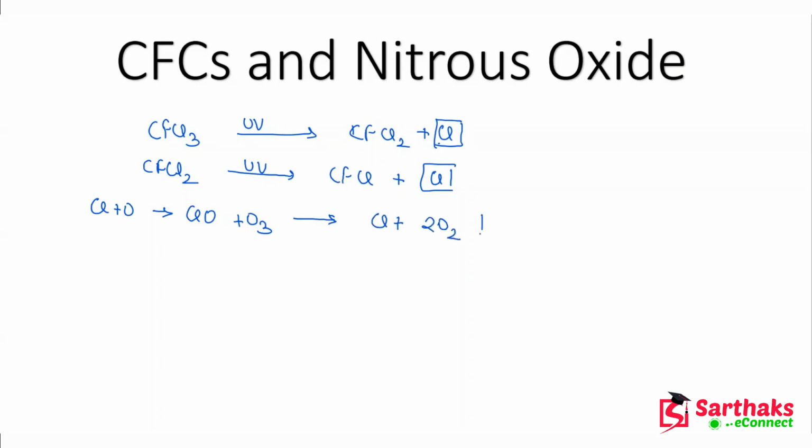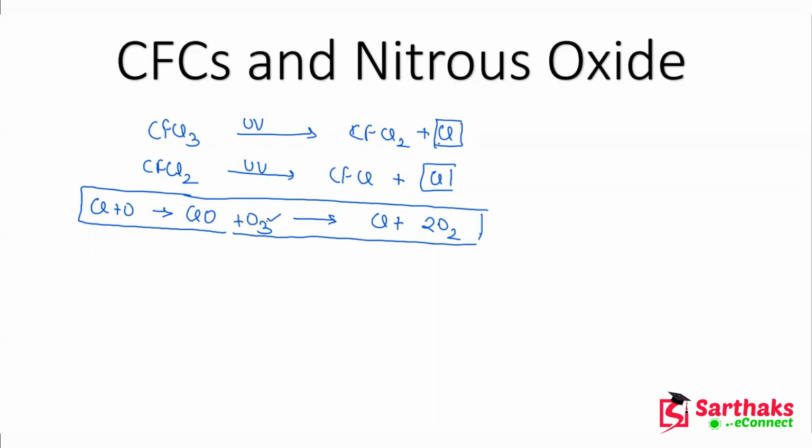I hope this equation is clear to all of you, and this is a very important equation of how O3 is being converted into O2. Now we are going to study nitrous oxide. Nitrous oxide is produced by industrial processes.